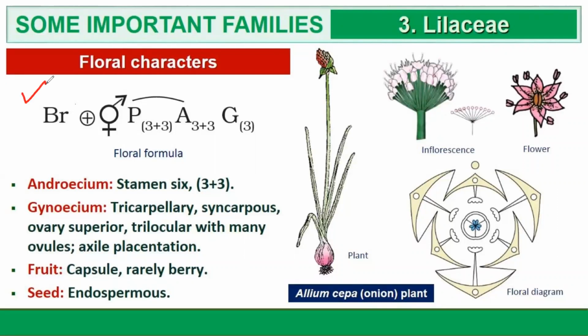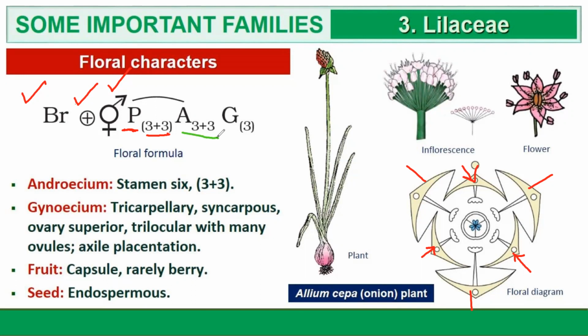Bractate, so bract is there. Actinomorphic, bisexual. Instead of calyx and corolla, here they have perianth, but that too 3 plus 3 and united. So 3, 1, 2, 3, they are arranged outside and the other ones are arranged inside. But all the 3 are connected. That's why they are kept under bracket.